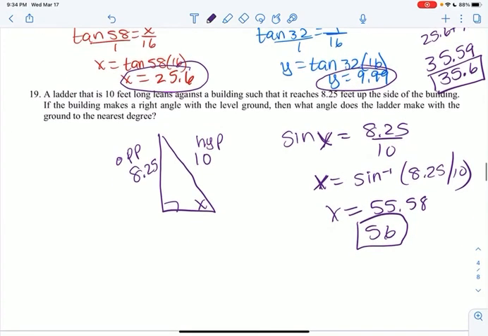19, you had to draw your own picture. I have a ladder. So remember, my ladder is my hypotenuse. It's 10 feet. It reaches 8.25 feet up the side of a building. So that's that vertical line right there. And I'm trying to find the angle that the ladder makes with the ground. That's my x. So I do have opposite and hypotenuse, which is why I use sine. So sine of x equals 8.25 over 10. And I'm trying to find the angle, so I have to use that inverse button on my calculator.